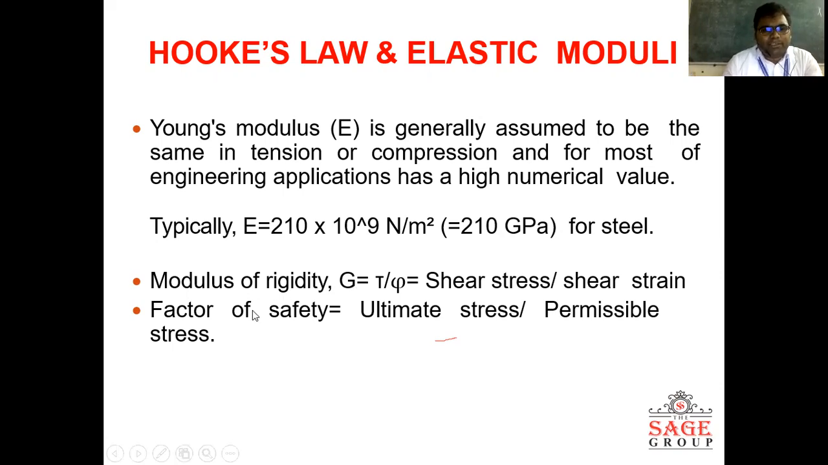And factor of safety, this term you will be studying more when you study the design subject. For now, just understand what the factor of safety, the ultimate stress and the permissible stress are. The ultimate stress we get from the tensile test, and the permissible stress is the strength a material has. Dividing ultimate stress by permissible stress gives the factor of safety, which is very important before taking up the design. Let's move on, we'll discuss more on that.